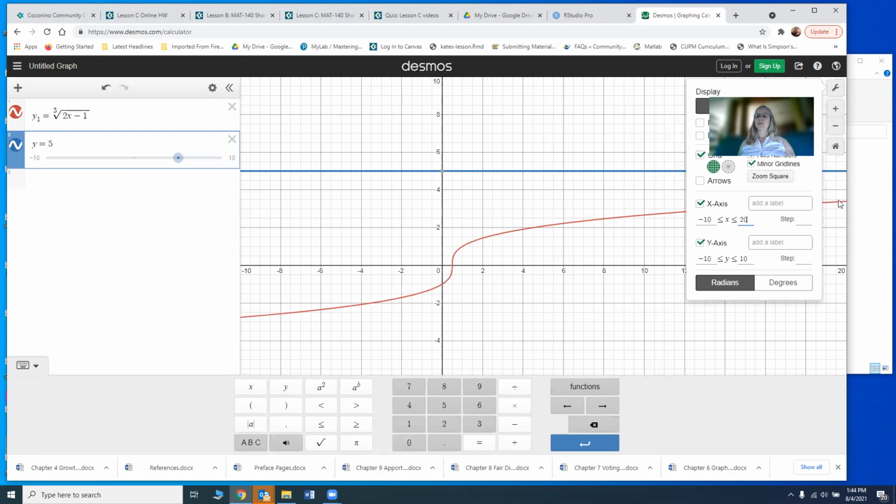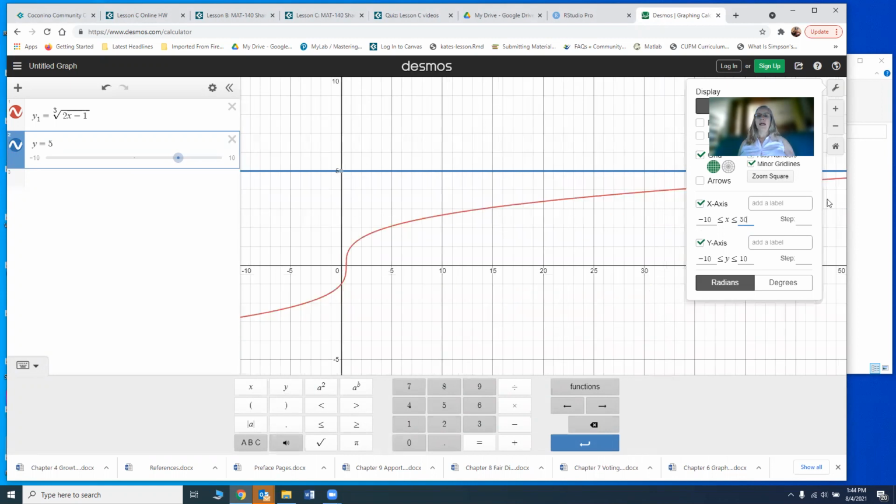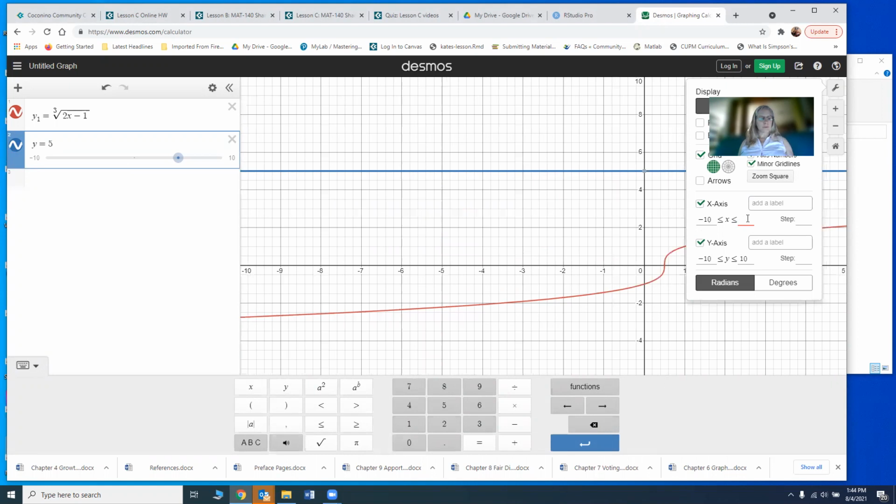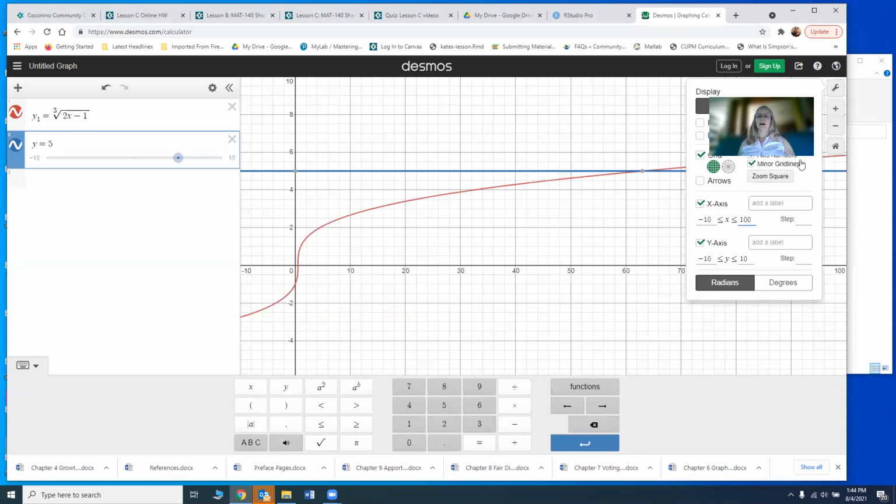But now I'm not seeing them intersect, but I do notice they're getting closer. So maybe I'll change that to 50. It's really close. They seem to really be close to hitting. I'm going to go really bold here and just make them 100. And then I can see that they do, in fact, intersect.